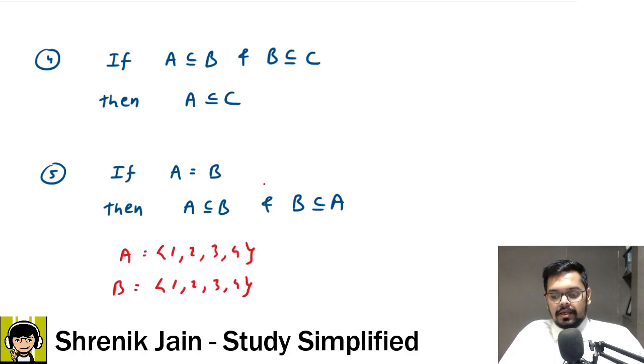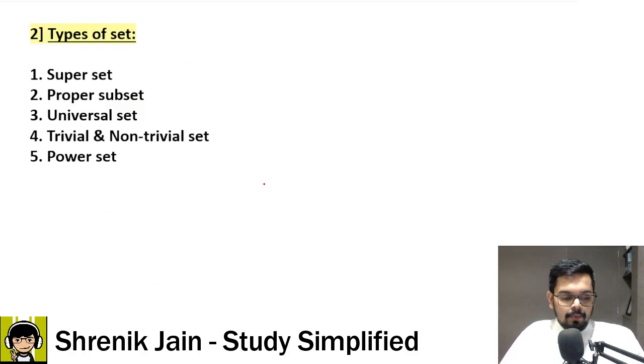Understood? Let us go to the next point, which is types of set. We have only five types: superset, proper subset, universal set, trivial and non-trivial set, and power set. Do not worry, very easy. Let us go one by one.